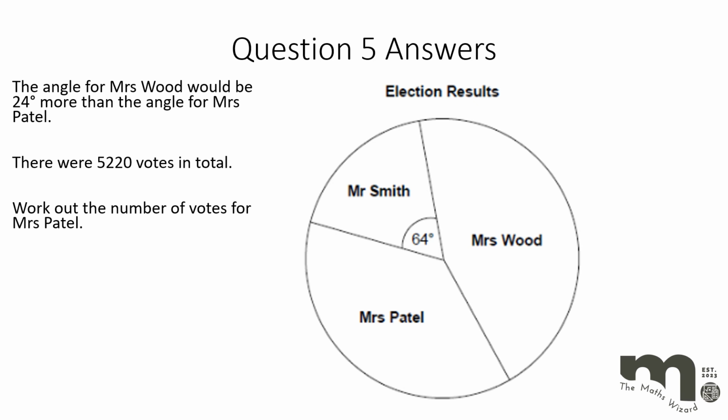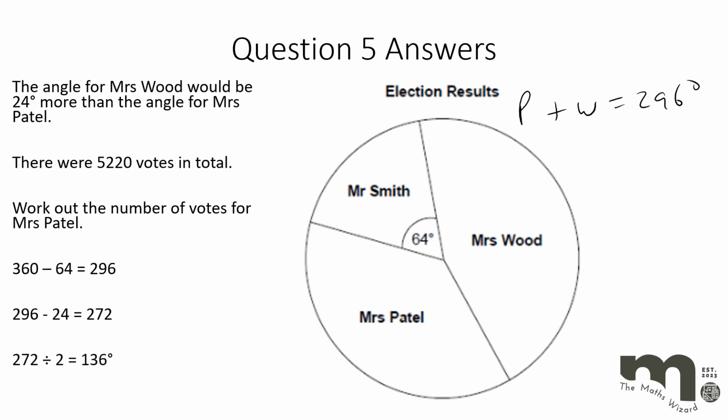Okay, let's have a little look at this then. So first of all, if we take that 64 away, we know that Mrs. Patel and Mrs. Wood, their angle for that adds up to 296 degrees. So we want to know the smaller of the two angles. So if we take 24 away from 296 degrees, that gives us 272. If we then half that, that will tell us that Mrs. Patel's angle is 136 degrees. So we've taken away there and then we've halved, so that will tell us the smaller of the two angles.